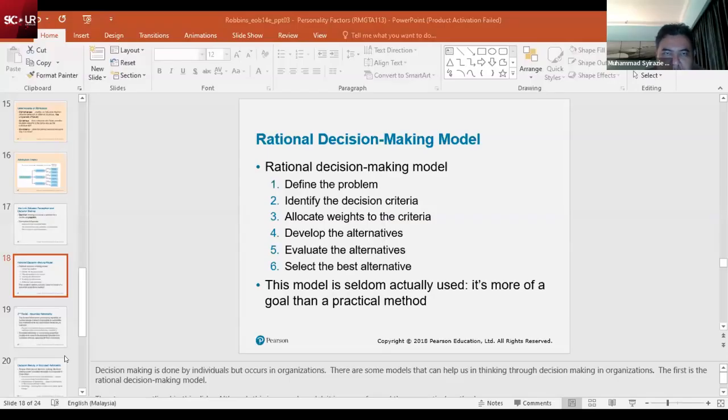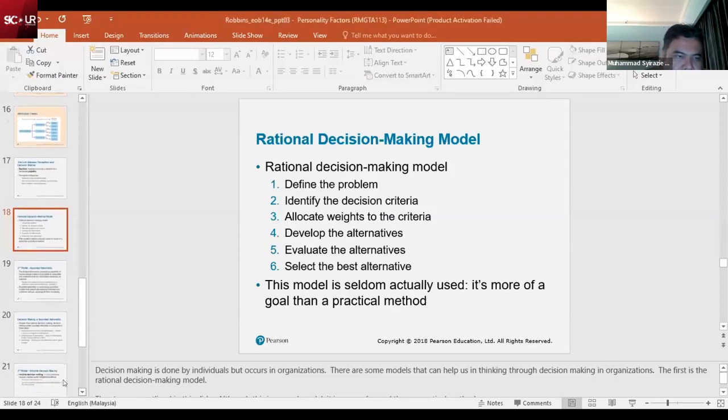Let me share the slide first. Okay, now we are discussing the approaches to decision making. Pendekatan when you make a decision. All right, the first approach is called the rational decision making model. Basically, decision making is done by individuals for organizations, or a group of individuals. So the first model, or we can say the first process, is rational decision making.